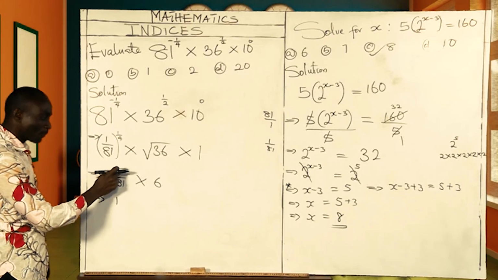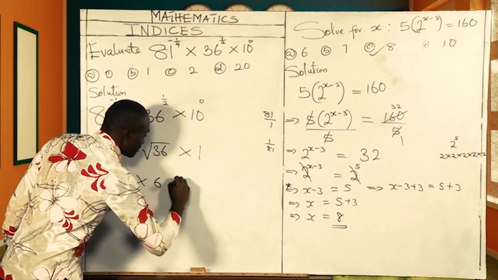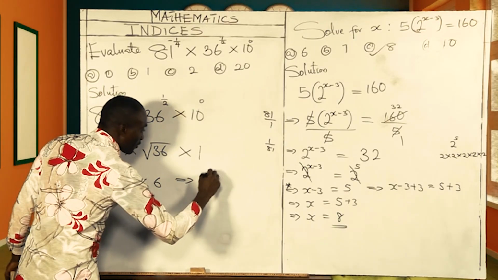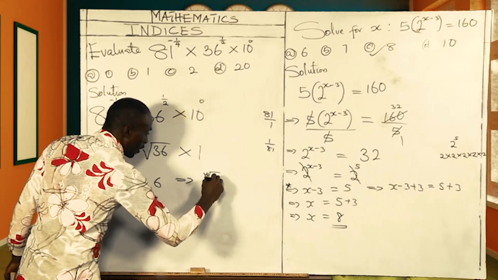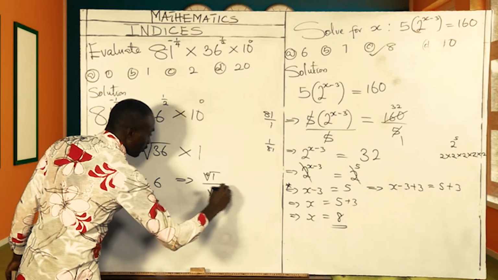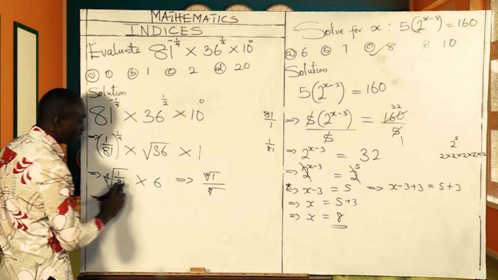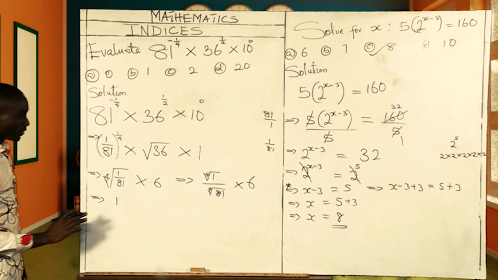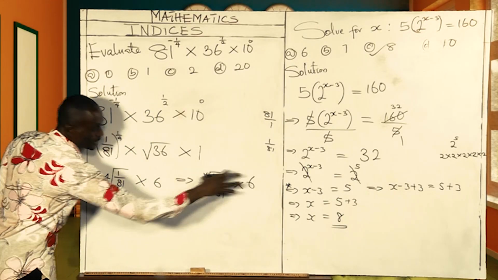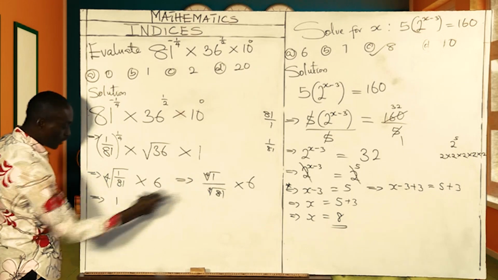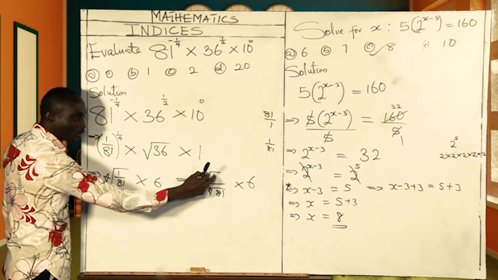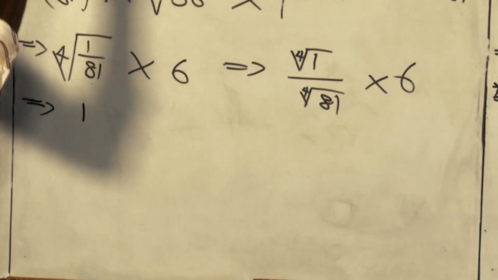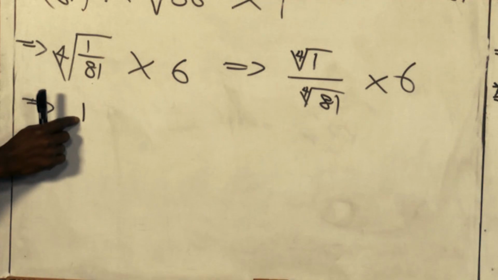4th root of 1, or let's do it this way. The whole of this means 4th root of 1 over 4th root of 81, and we have times 6. Now for you to understand, that's why I split it this way. 4th root of 1 is what? It is 1, the number that will multiply itself 4 times to give us 1, and that answer is 1, which is this.